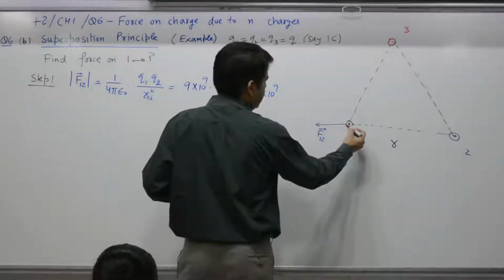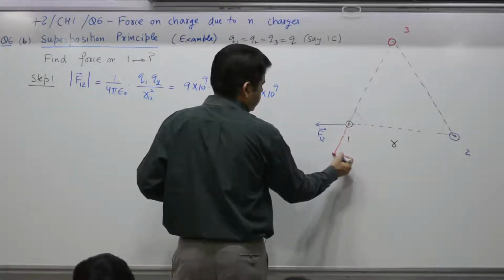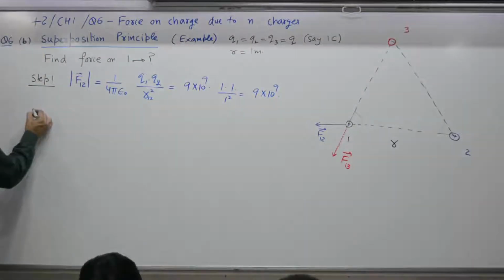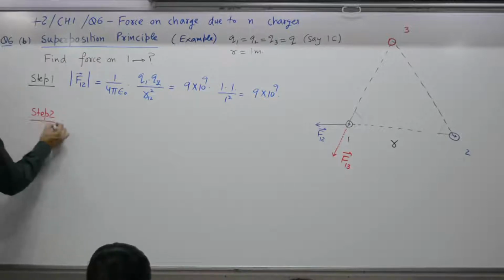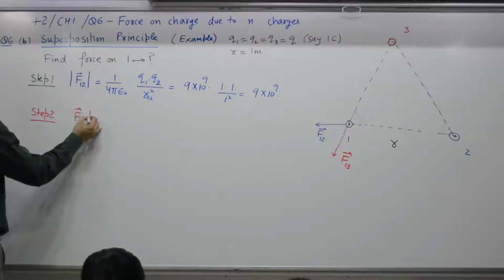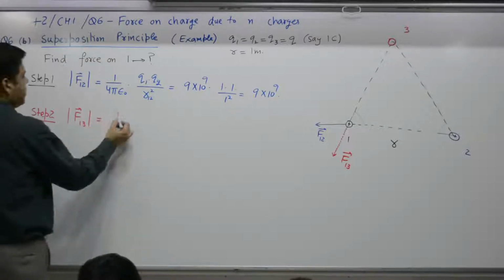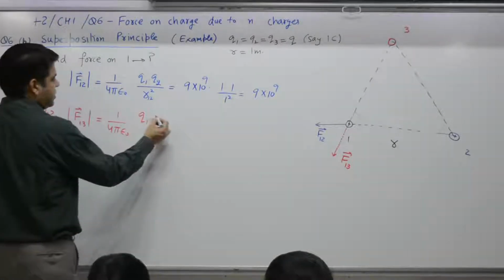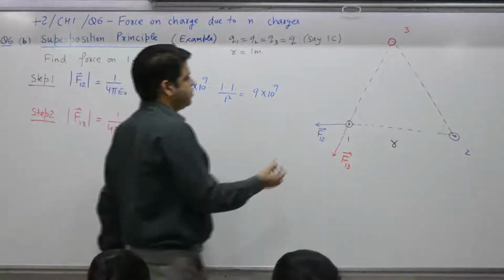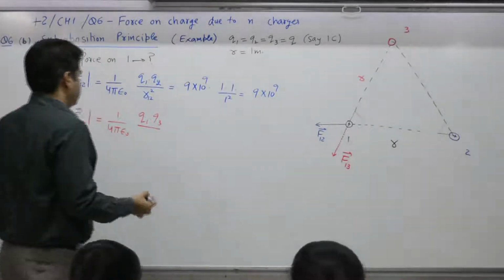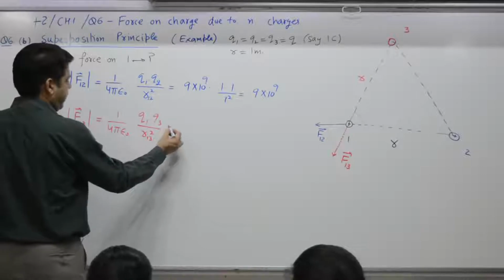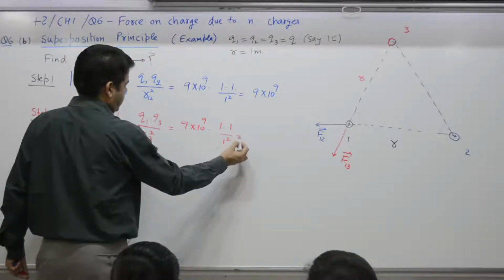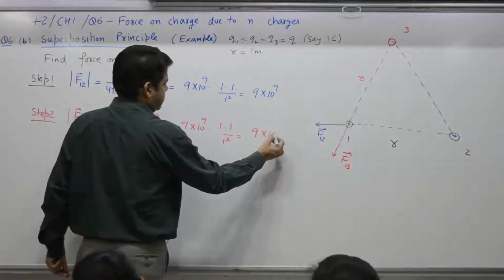Find force on 1 due to 3. F13 magnitude. Magnitude of F13: 1 by 4 pi epsilon naught, Q1, yes, Q3. This distance is what? R. R13 square is what? 9 into 10 to the power 9, 1 into 1 over 1 square. Same, no change. 9 into 10 to the power 9.